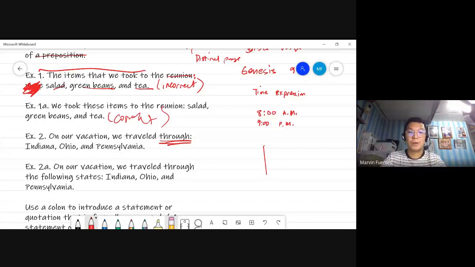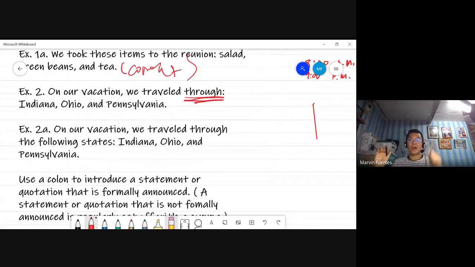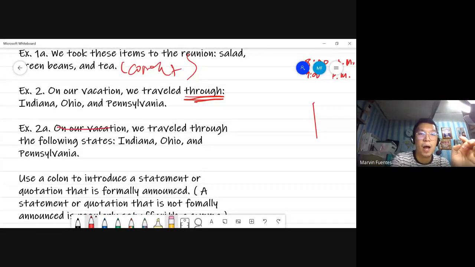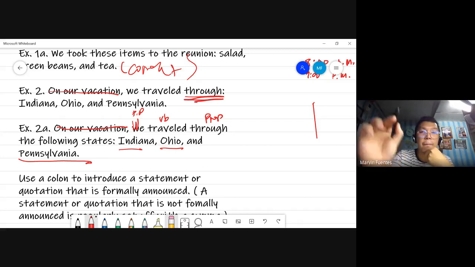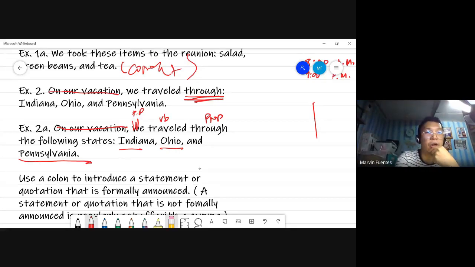Okay? Let's look at number 2 again and identify. On our vacation, do not mind this one. We traveled. This is actually one thing for sure, the first sentence. We traveled through. This is the preposition. This is a verb, no? The function of the verb here is that it connects the personal pronoun we, and then the preposition connects this list of states, Indiana, Ohio, and Pennsylvania. But since there is a presence of transitional words, automatically you have to put a colon.